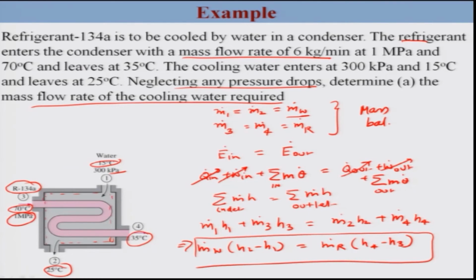Now the next thing to do is to find these enthalpies, and for that we have to make use of tables. Let me just summarize the procedure to solve the rest of the problem. The first important thing is to look at whether the given conditions for the water are a compressed state, superheated state, or saturated liquid state. The temperatures given are 25 and 15 degrees Celsius at 300 kilopascal. Since there is no pressure drop, we are assuming that this 300 kilopascal remains the same for both the inlet and the outlet.